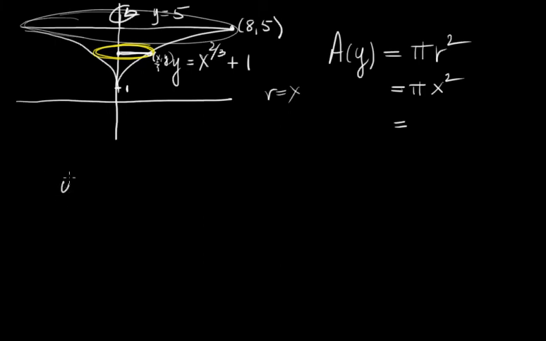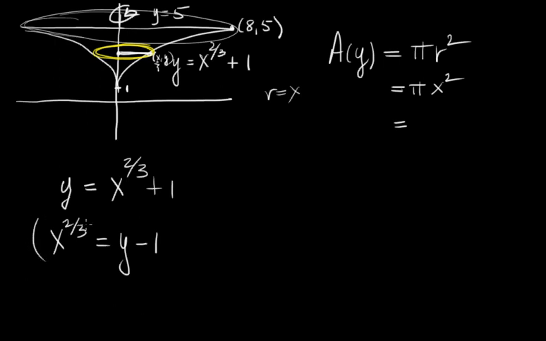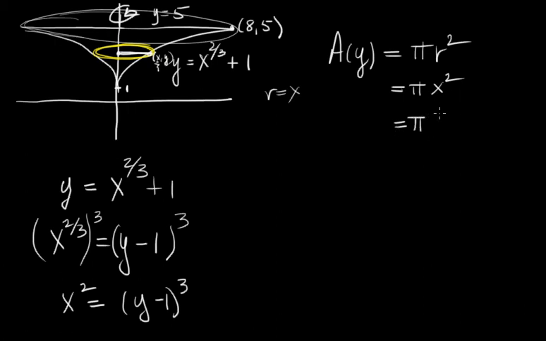So we're going to need to solve for x squared. Well, we have y equals x to the 2/3 plus 1. So x to the 2/3 is equal to y minus 1. And now to get x squared from this, I would want to cube it, wouldn't I? So solving for x squared, that's what I want. I have y minus 1, the quantity, cubed. So I'm going to put that in up here for x squared. So I have pi times the quantity y minus 1 cubed.